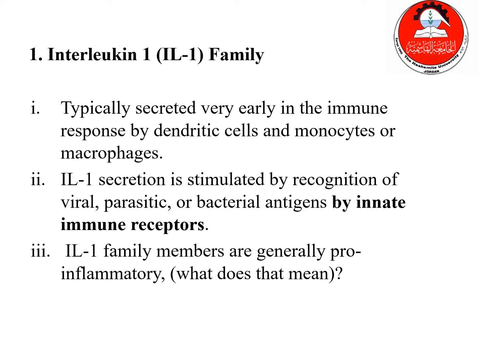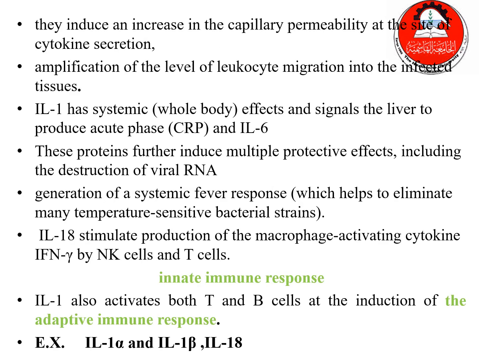Interleukin-1 family members are generally pro-inflammatory. What does that mean? In the next slide, we're going to answer that. They induce an increase in capillary permeability at the site of cytokine secretion, amplification of the level of leukocyte migration into the infected tissue, and have a systemic whole body effect, signaling the liver to produce acute phase reactants and interleukin-6. These proteins further induce multiple protective effects, including the destruction of viral RNA.